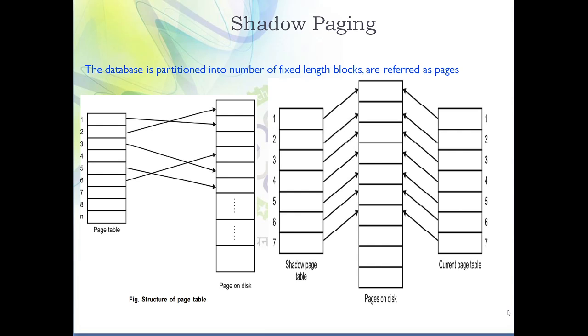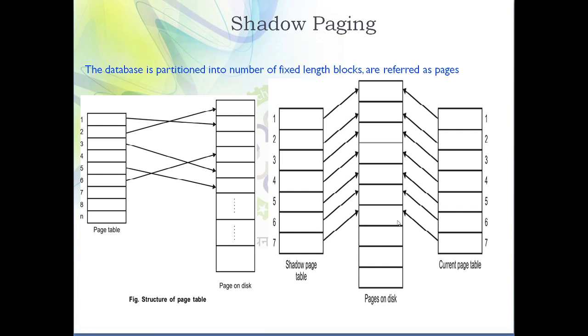So similarly, in case of a database, the concept of shadow paging is used. Initially, here you can see these are the pages on the disk, and for these pages we are maintaining the page table. What does the page table consist of? The page table consists of the address of every page which resides in the memory. And this particular diagram represents the concept of shadow paging.